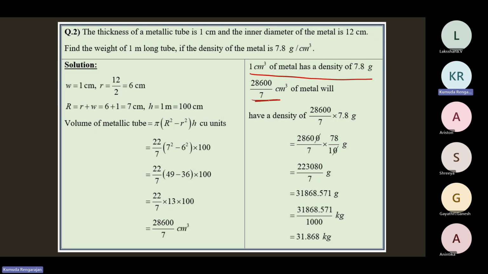Then so many centimeter cubes, how many grams? So 7.8 into this volume you found. Simplify that and you get the answer in grams. Convert that to kilograms by dividing by 1000.